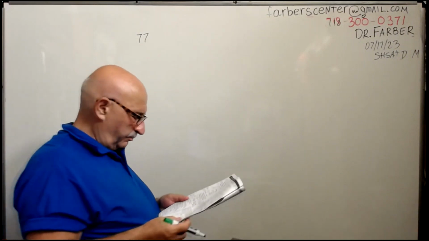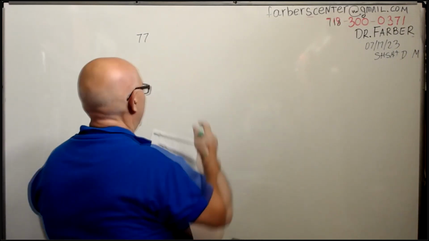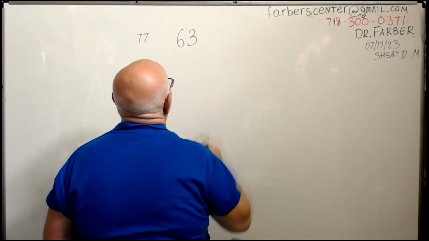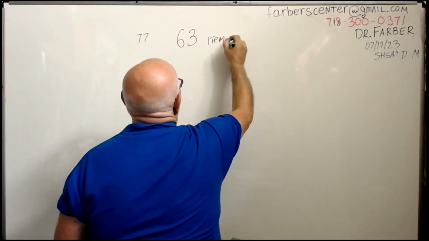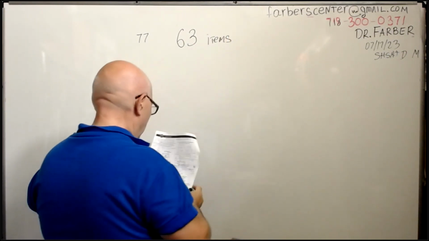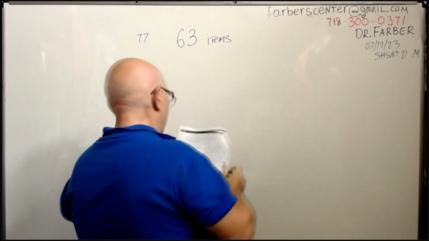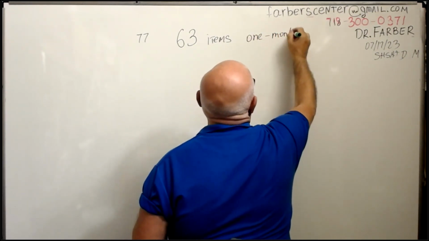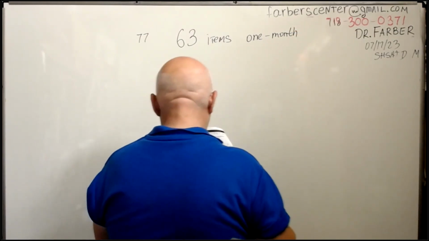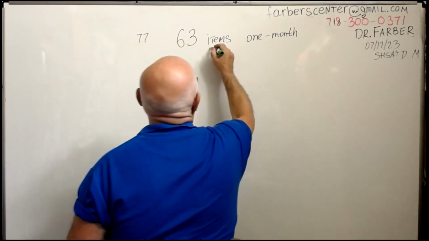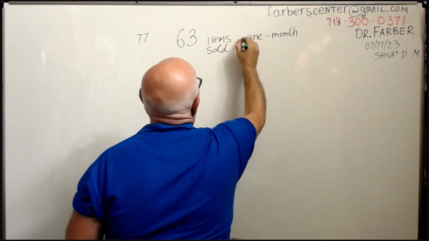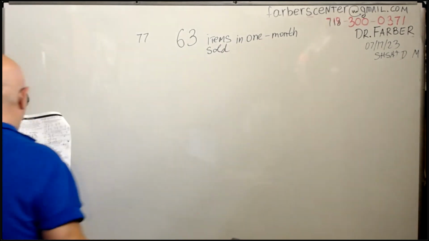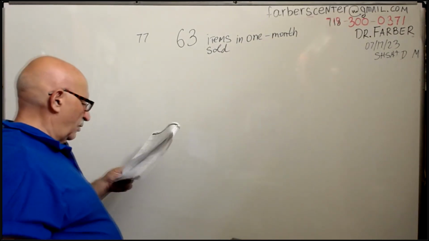What we know? 63 stereos, 63 items. I don't care what items were sold. What else do we know? A 1 month period. This is sold in 1 month here. And look at this. Which of the following must be true?